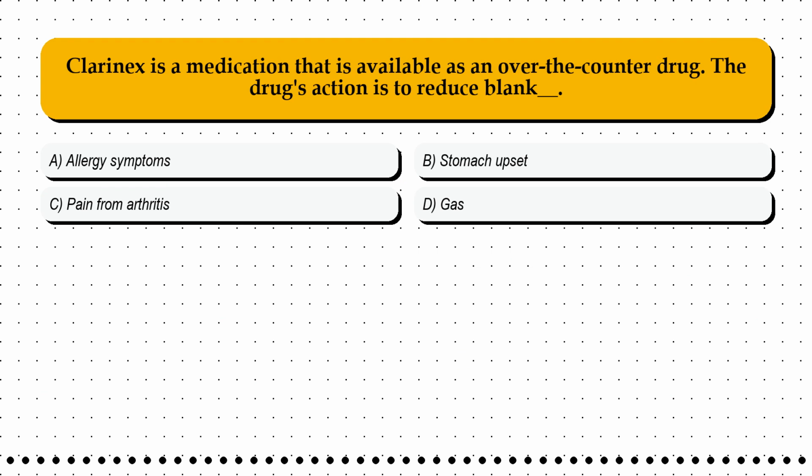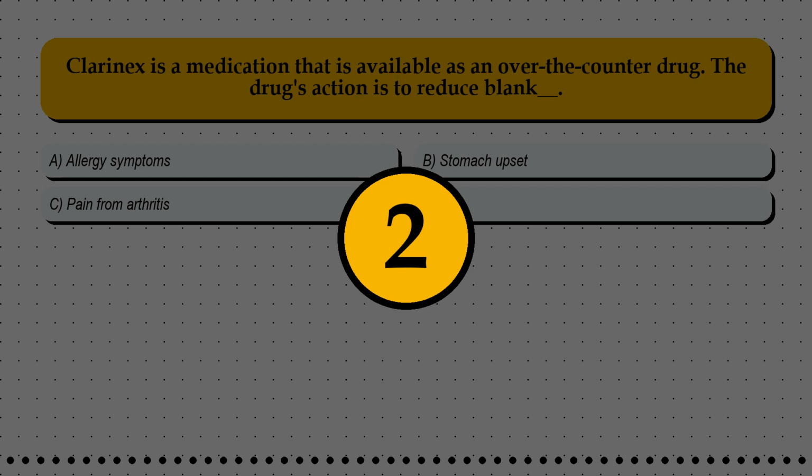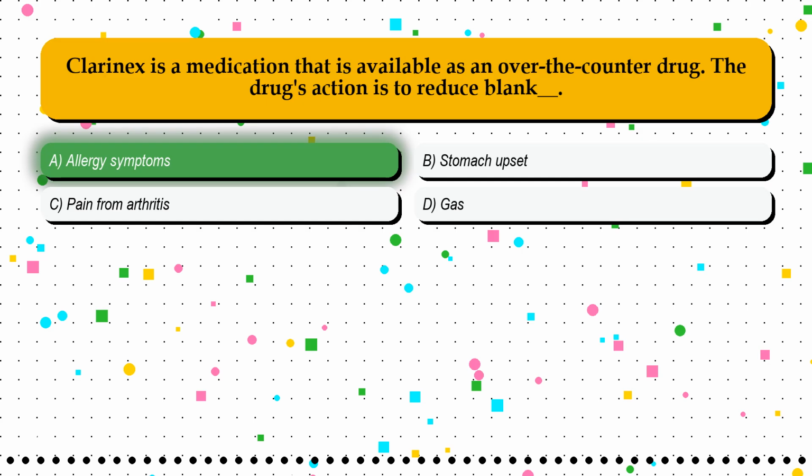Question 50. Clarinex is a medication that is available as an over-the-counter drug. The drug's action is to reduce blank blank. Option A, allergy symptoms. Option B, stomach upset. Option C, pain from arthritis. Option D, gas. The correct answer is option A, allergy symptoms.